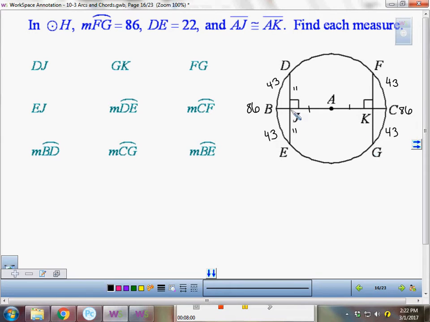This is also congruent because of these two pieces being congruent. So you've got 11 and 11. So now we've labeled every single thing that we know. Let's go to our questions.